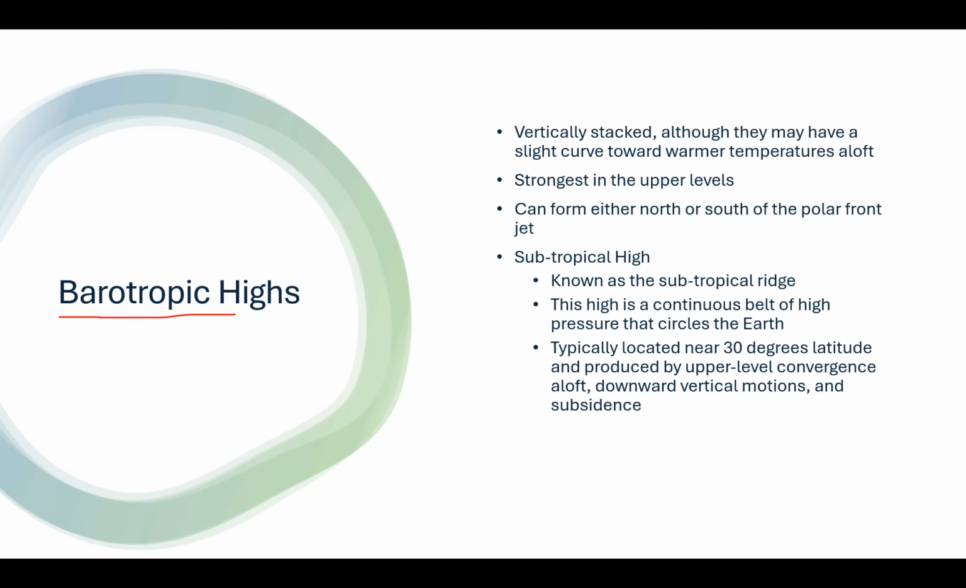These barotropic highs are going to be strongest in the upper levels of the atmosphere, and they can form either north or south of the polar front jet. The subtropical high, this is a big one when it comes to the summertime weather in the eastern U.S. Because with the subtropical high, it usually sits at about 30 degrees north latitude, in the vicinity of Bermuda.